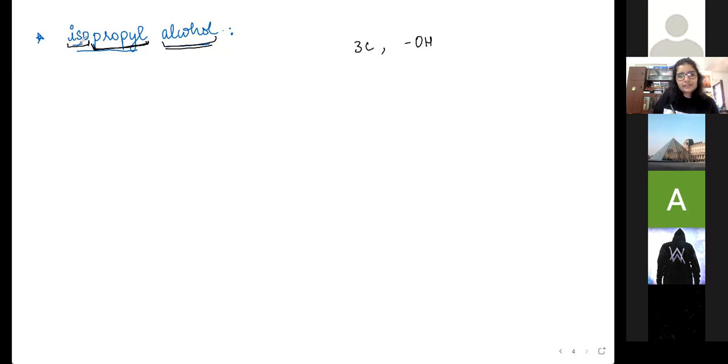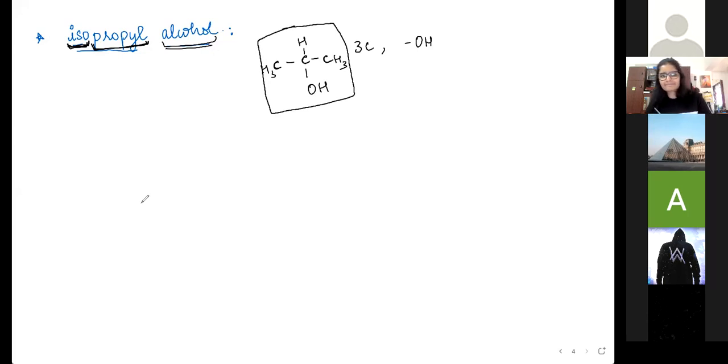And iso means tree structure, like a T shape, where in the middle you should have CH. So 3 carbon atoms, 3 of them are connected this way. There is a CH here, then CH3, and it's an alcohol, so OH should be here. So this is the structure of isopropyl alcohol, what you have in the sanitizer.